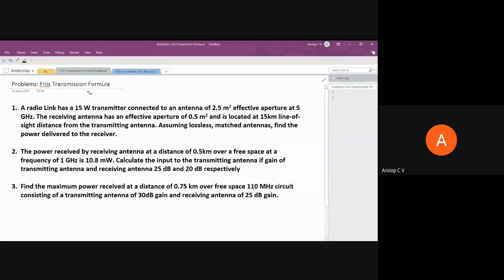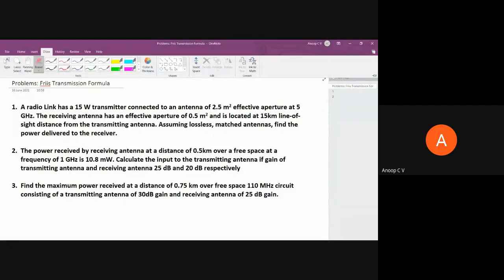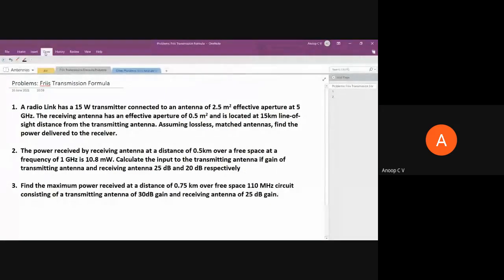Day before yesterday, the last topic which we studied was the Friis transmission formula. So we'll start with the Friis transmission formula problems.